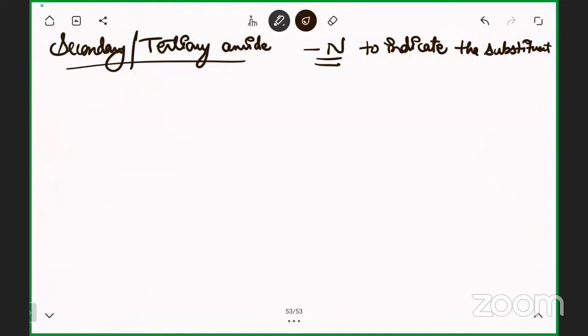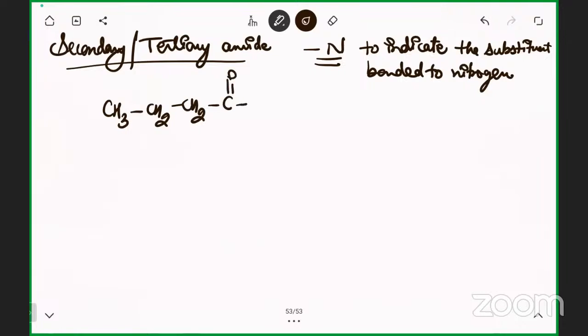The substituent bonded to the nitrogen atom, and the substituents present on the nitrogen must be alphabetically arranged. So don't get confused while writing. If you do not write the name properly and mention that compound, it will be quite tough. So see, CH3, CH2, CH2, C double bond O single bond NH single bond CH3. Is this secondary or tertiary? First tell me this.